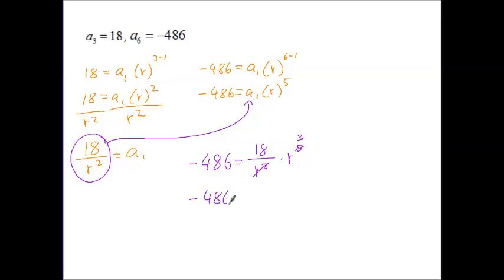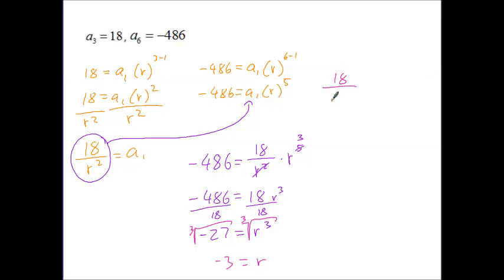Negative 486 is equal to 18 r cubed, and now we divide both sides by 18. Negative 27 is equal to r cubed, and now we can take the cube root of both sides to get negative 3 is equal to r. And now that we have that, we can use our r to find a sub 1. I'm going to go back to our first equation. 18 divided by negative 3 squared is equal to a sub 1.